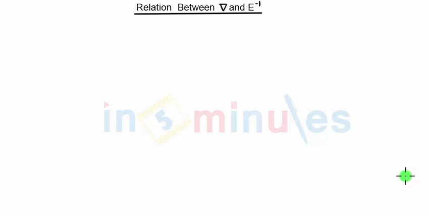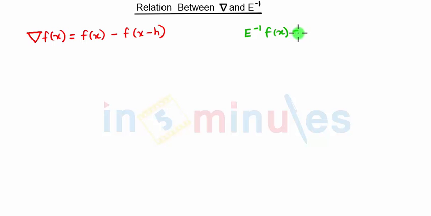In this video, we are going to see the relationship between the backward difference operator and the backward shift operator. So first we will define what is backward difference operator. Inverted delta of f of x is nothing but f of x minus f of x minus h. So this is the backward difference operator. And e raised to minus 1 is the backward shift operator, and it is given by e raised to minus 1 f of x is nothing but f of x minus h.